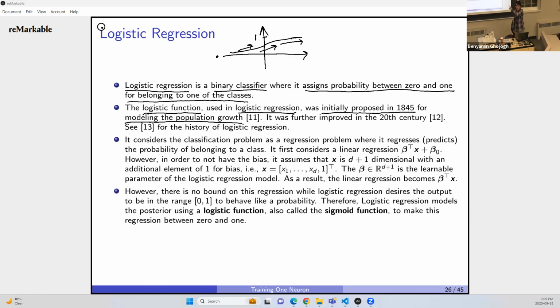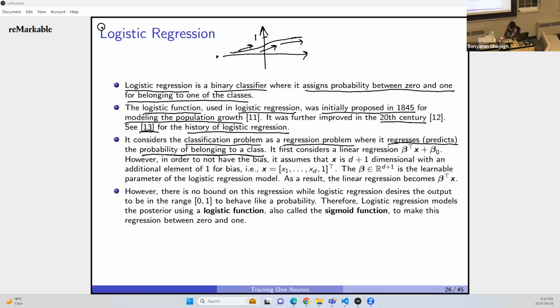That's why the logistic function can model population growth. It was further improved in the 20th century. You can see this reference for a history of logistic regression. Logistic regression considers the classification problem as a regression problem where it regresses, or predicts, the probability of belonging to a class, as I said. So what does it do?